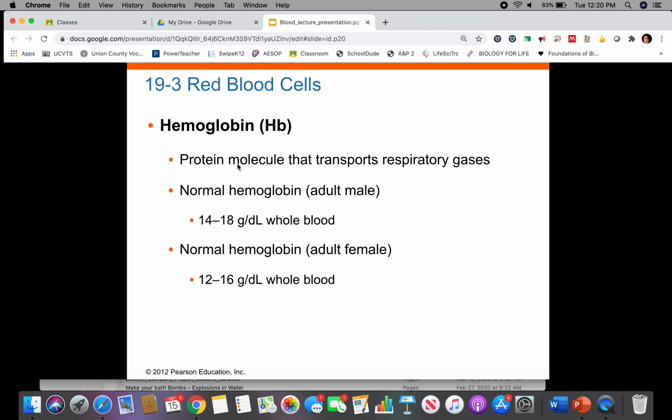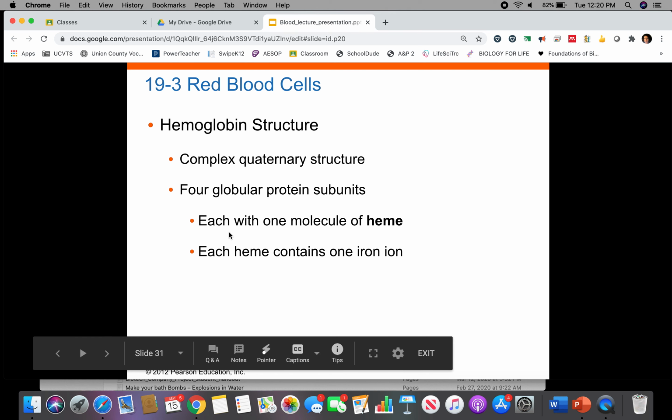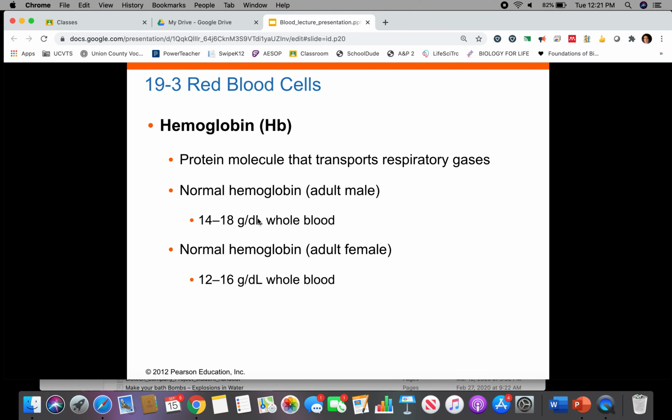Hemoglobin is the exact macromolecule that is conveyed through the RBCs. In a normal male, you have 14 to 18 grams per deciliter of whole blood. In a normal female, it is 12 to 16 grams per deciliter of the whole blood. Point to notice, know these numbers and the range.